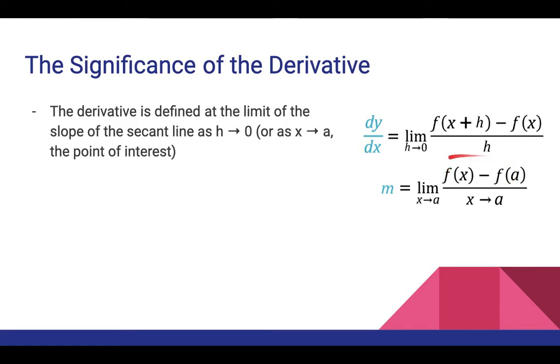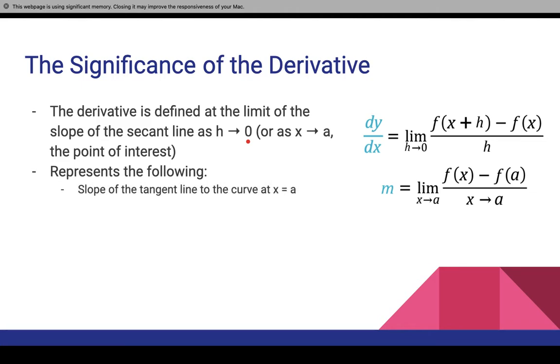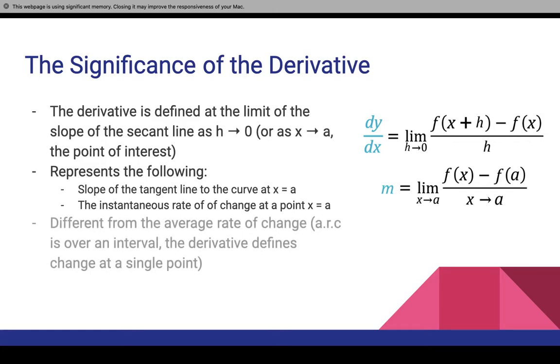An equivalent definition is as x approaches a. Again, this is the average rate of change as x approaches a specific value a, which becomes the limit as x gets closer to a tangent line. So the derivative is defined as the limit of the slope of the secant line as h goes to 0 or as x goes to a, the point of interest. It represents the slope of a tangent line to the curve at x equals a, the instantaneous rate of change at a point x equals a.